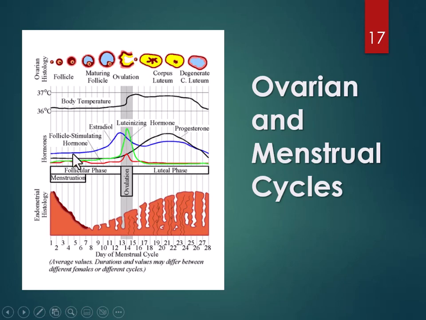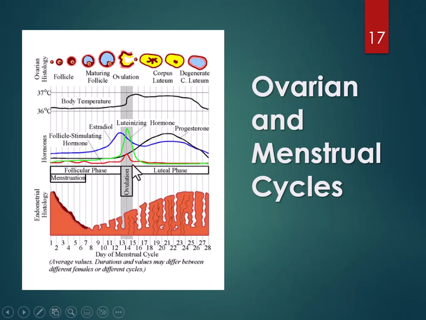Estrogen, you can see there's the blue line, kind of goes up right before ovulation. It actually inhibits ovulation until day 14. And then it goes up again as the corpus luteum starts to produce estrogen and progesterone.